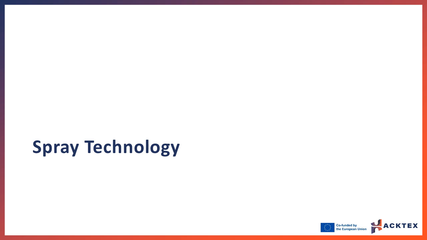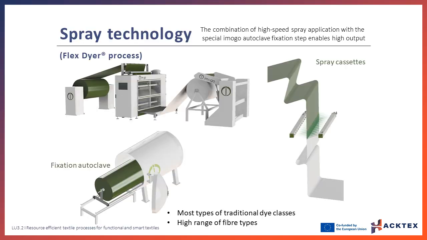Spray technology is an innovative technology that can be applied for dyeing and functionalization of textiles. Textile dyeing is one of the most wasteful, and from a sustainability standpoint, questioned industries. The newly developed iMogo Dye Max spray dyeing line is the answer for everyone looking for a sustainable alternative process.